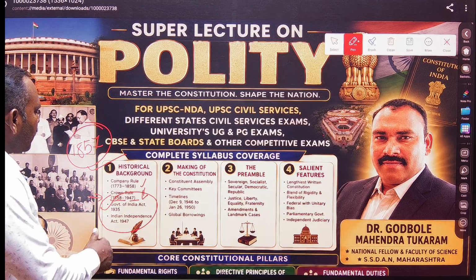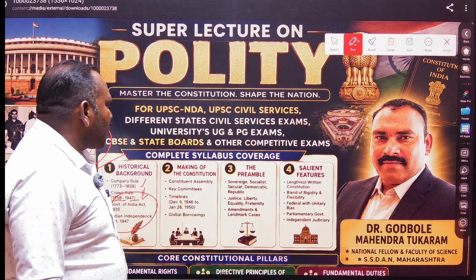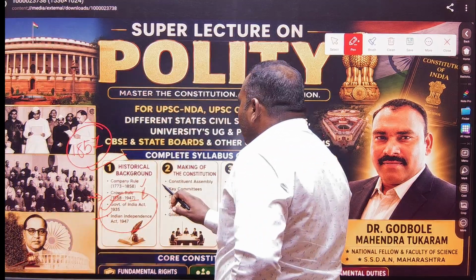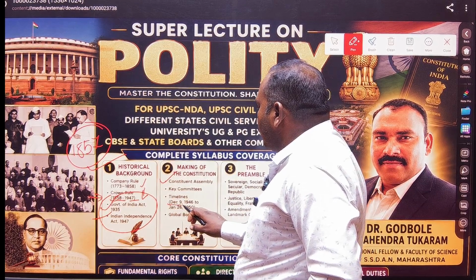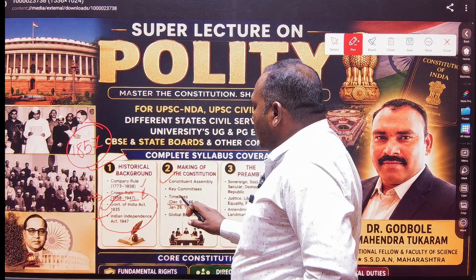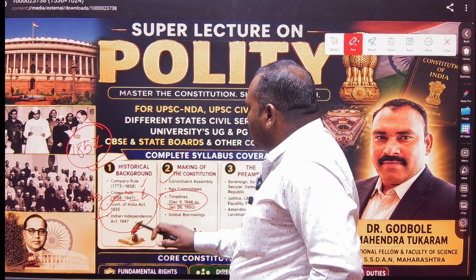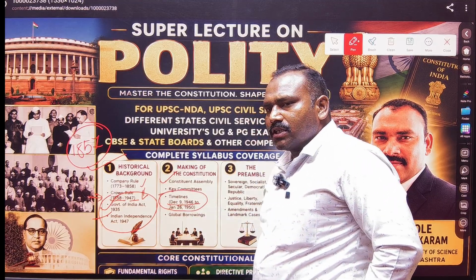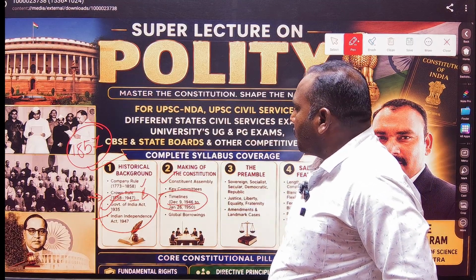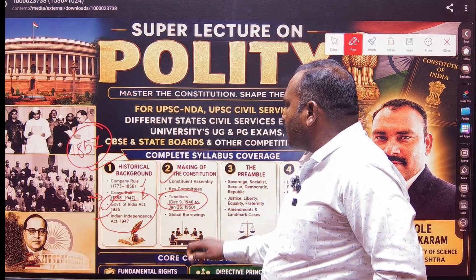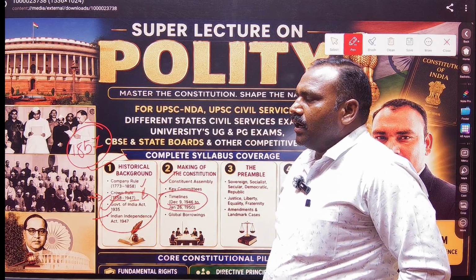The Indian Independence Act of 1947 is also important. Then the making of the Constitution: the Constituent Assembly was established on December 9, 1946. The committee started to work on the writing of the Constitution, and many sessions were conducted by the committee for framing the Constitution, right from December 1946 to 1949, especially 26th November 1949.